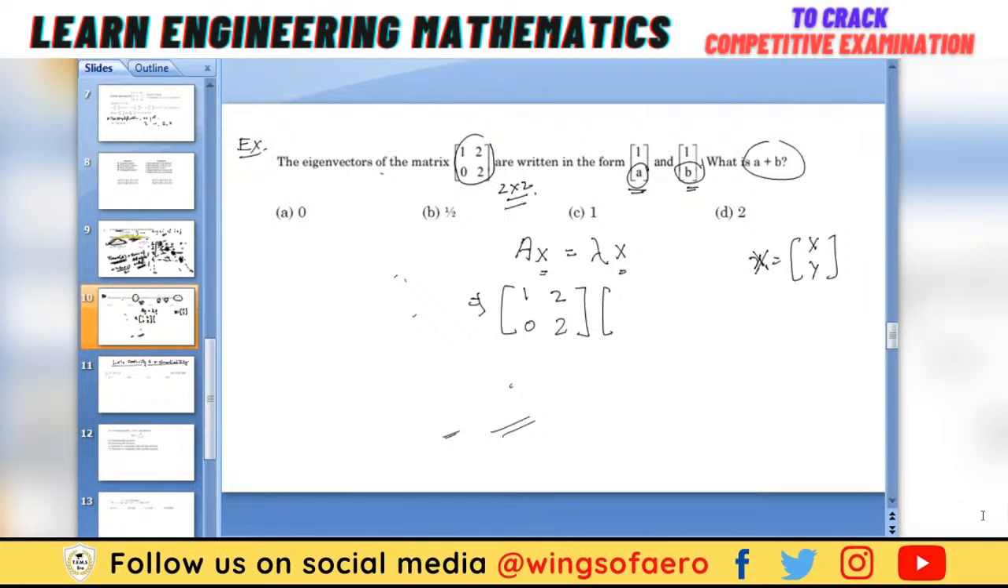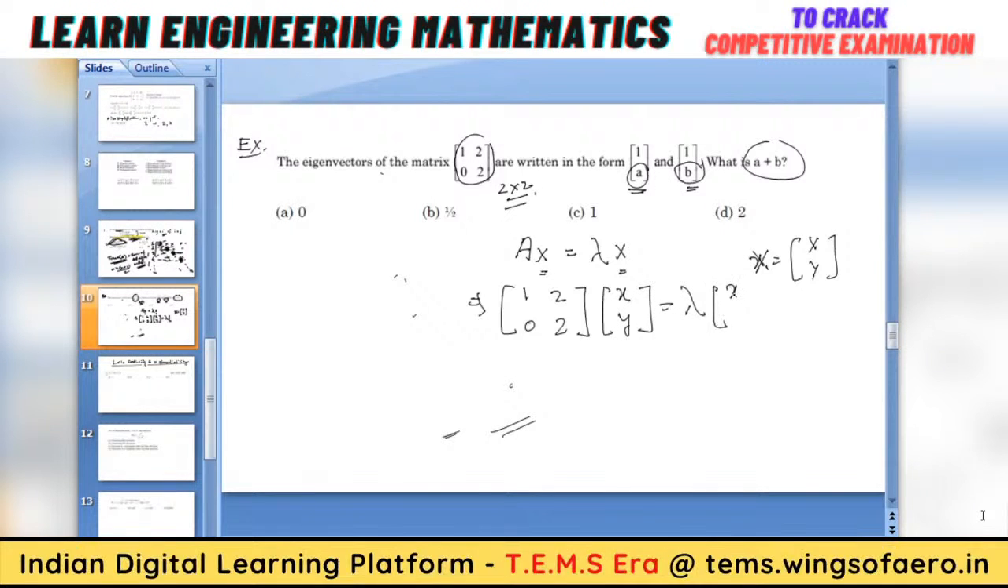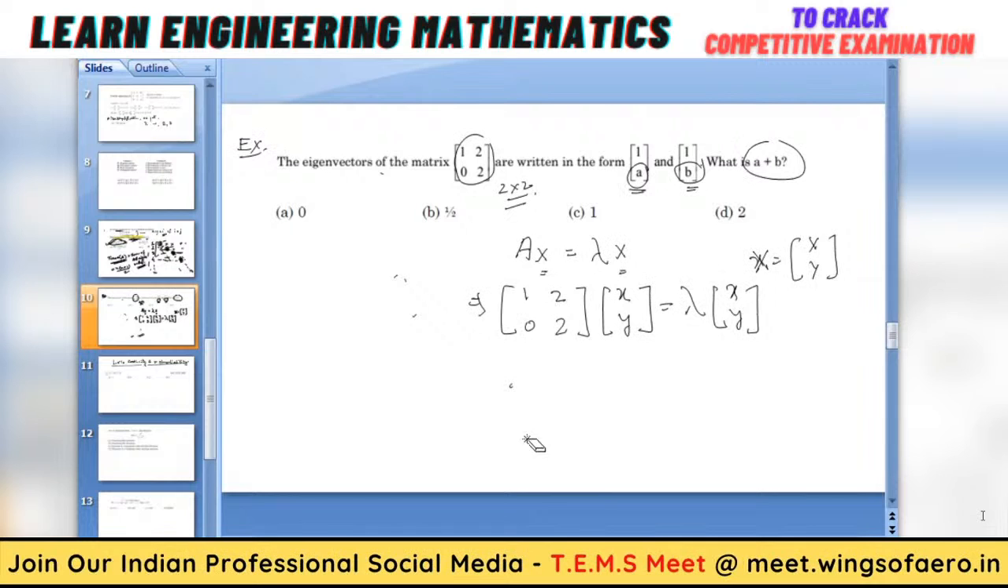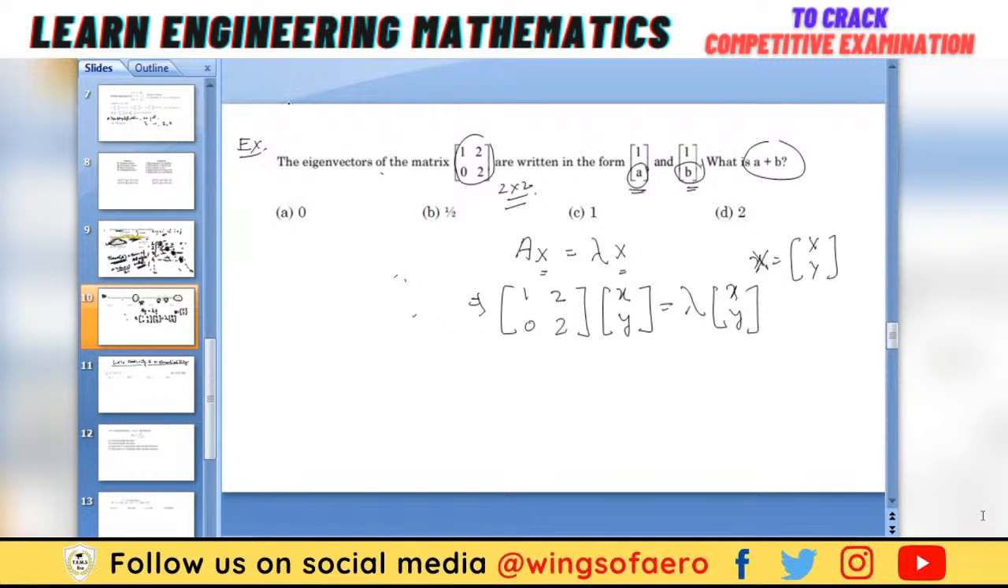Since it is a 2 cross 2 matrix, there will be two independent variables, x and y, equal to lambda into (x, y). Now what is the value of lambda? You have to find it. The value of lambda can be found easily. You know how to find the value of lambda. Already I have discussed this in the last class.